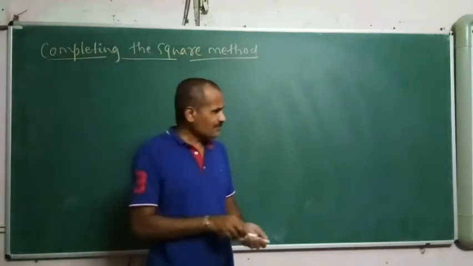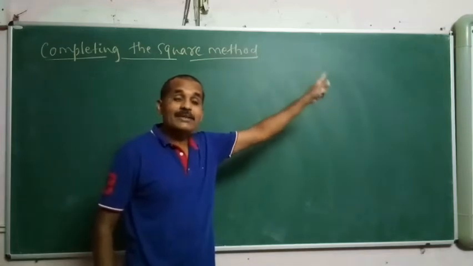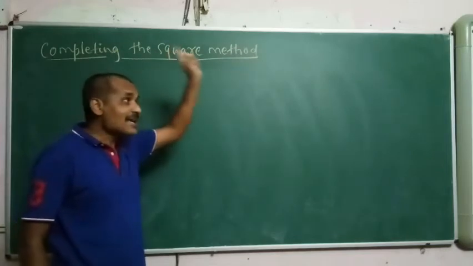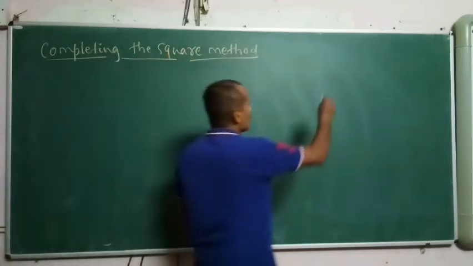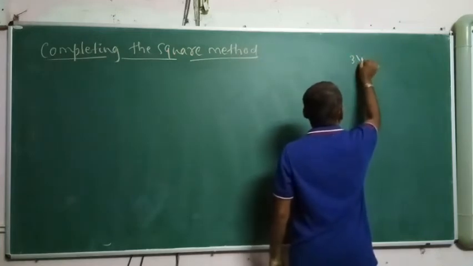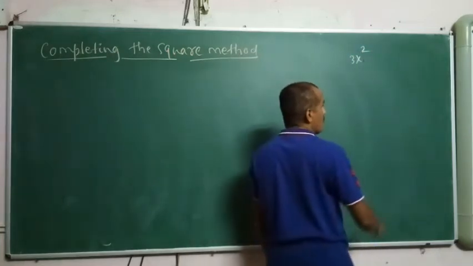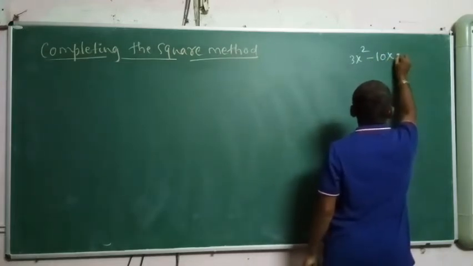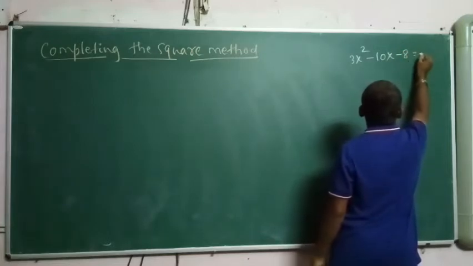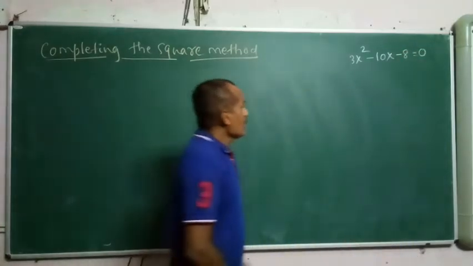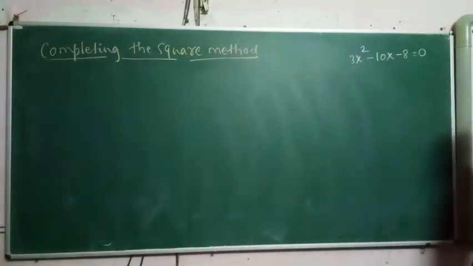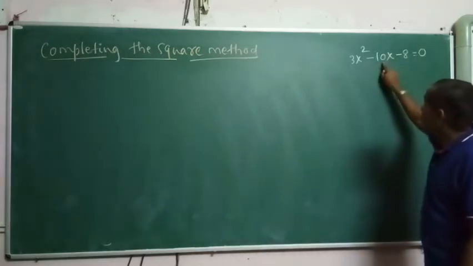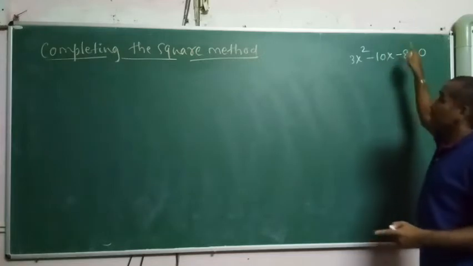So I will take one problem. I will solve it by the factorization method, find the answer, and then we will go through the same problem with the completing the square method. Let me take 3x square minus 10x minus 8 is equal to 0. The last sign is negative, that means the middle terms must be one plus and one minus. Subtracting, you should get 10; on multiplying, you should get 24.